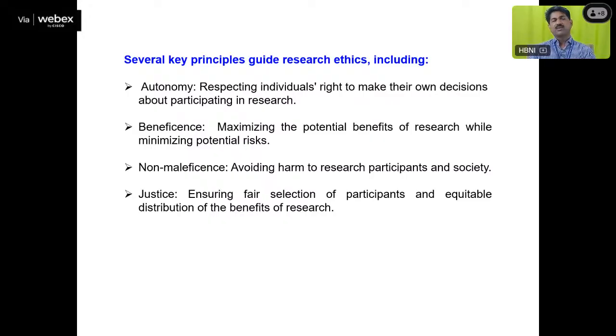There are several key principles that guide research ethics, a few of which I have listed here. One by one I'll try to discuss them. The first one is autonomy. This is respecting individuals' right to make their own decisions about participating in various research.